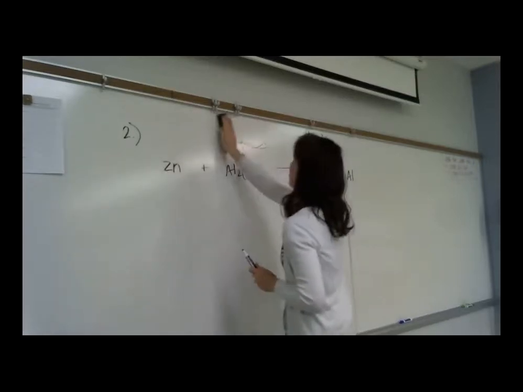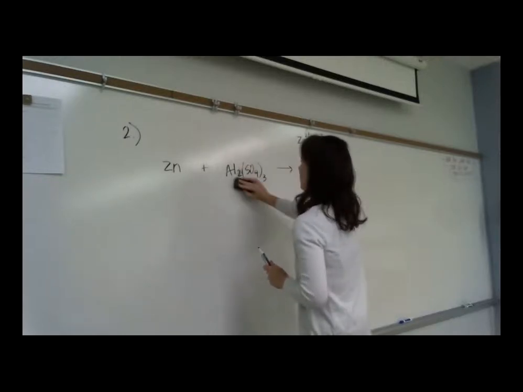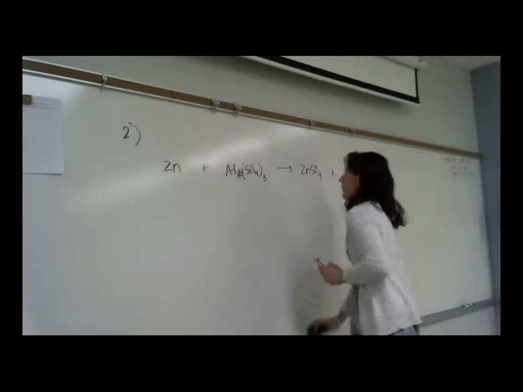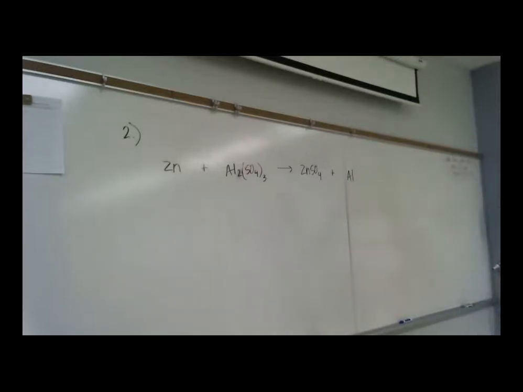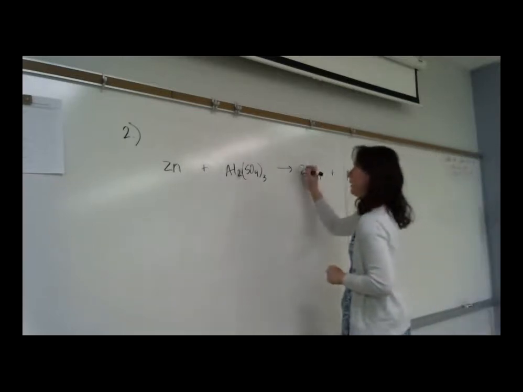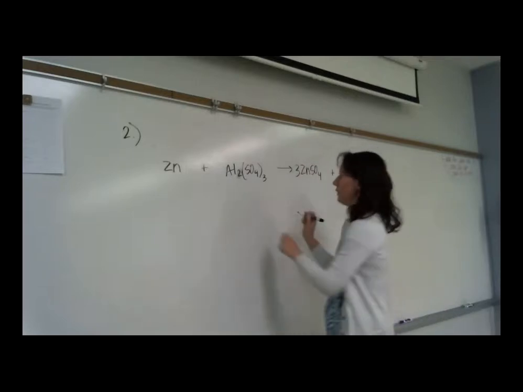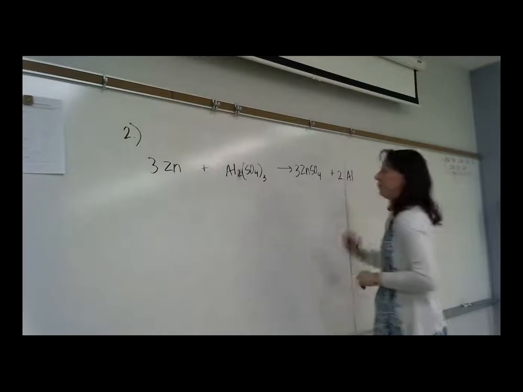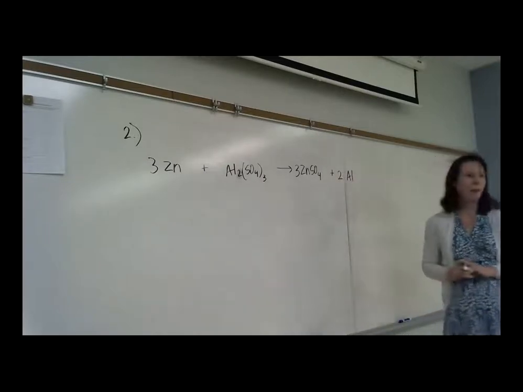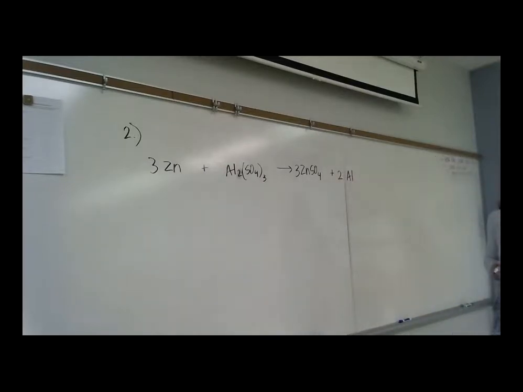So let's clean up our answer here a little bit. Let's get rid of all this. Now we just need to ask ourselves, is this balanced? No, it's not, right? So let's see, we need 3 sulfates. So that means we need a 3 here, and we need 2 aluminums. Do we agree now? Yes. Single displacement.